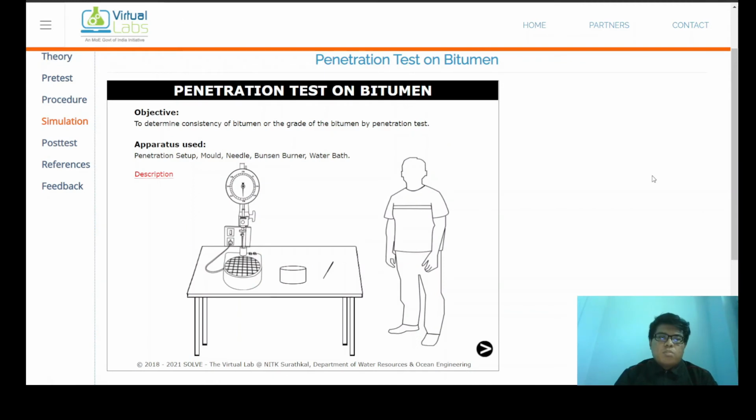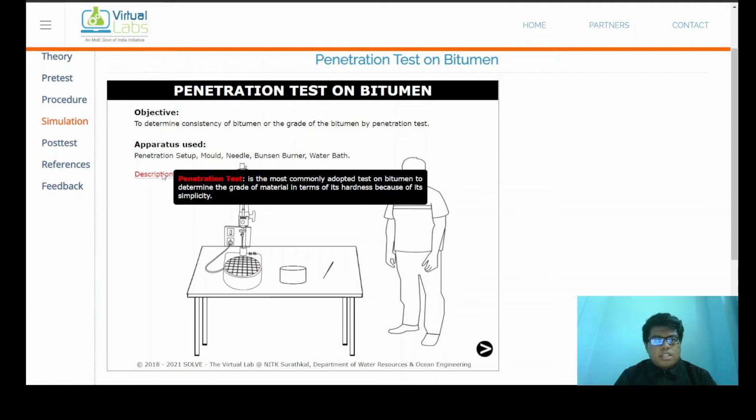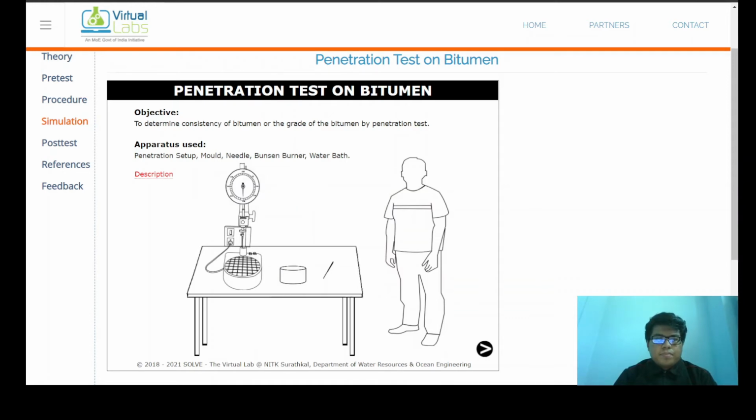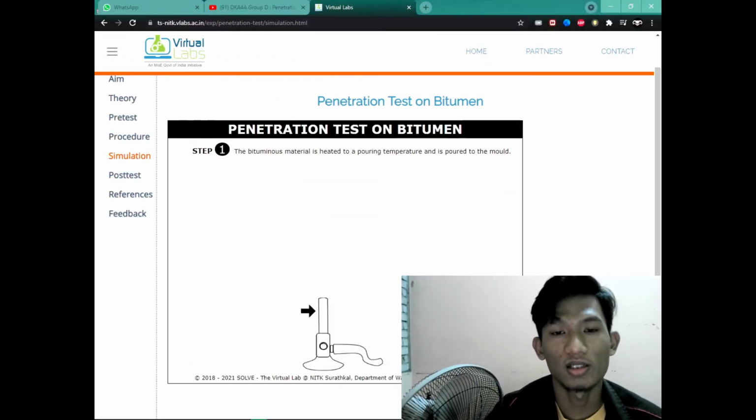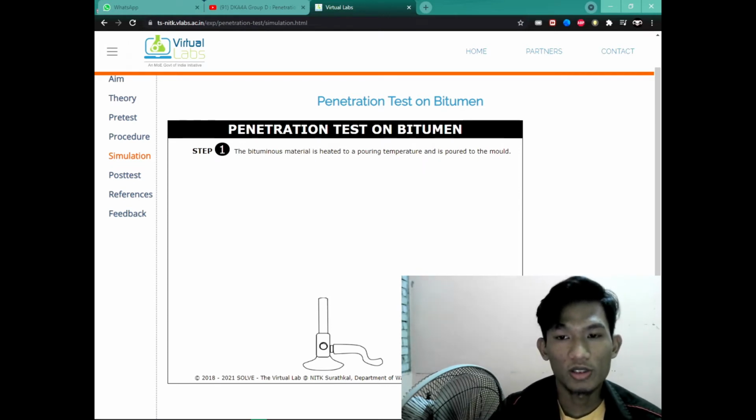First, I am going to do a simulation on the penetration test on bitumen. Objective: to determine the consistency of bitumen or the grade of the bitumen by penetration test. The apparatus used are the penetration setup, mold, needle, Bunsen burner, and water bath. Description: the penetration test is the most commonly adopted test on bitumen to determine the grade of material in terms of its hardness because of its simplicity. Penetration test on bitumen. Step 1. The bituminous material is heated to a pouring temperature and is put into the mold.